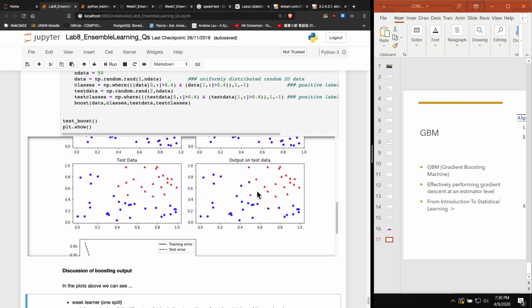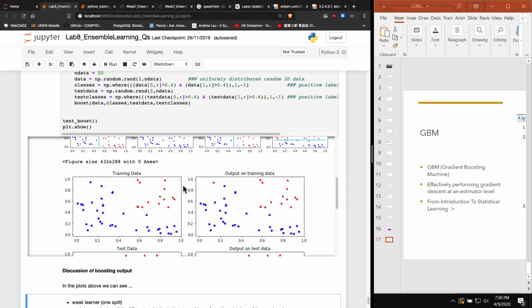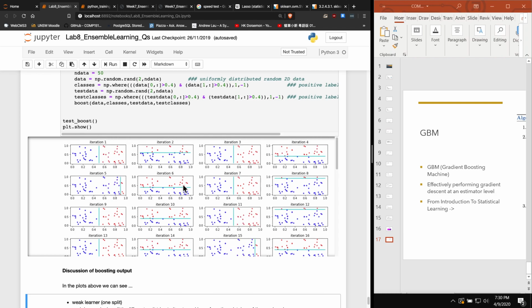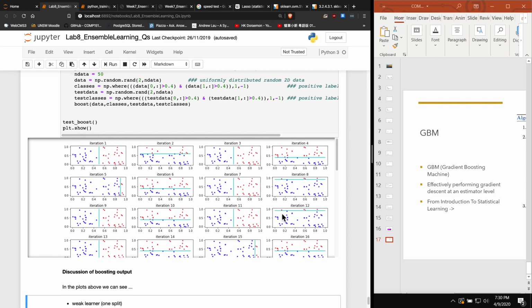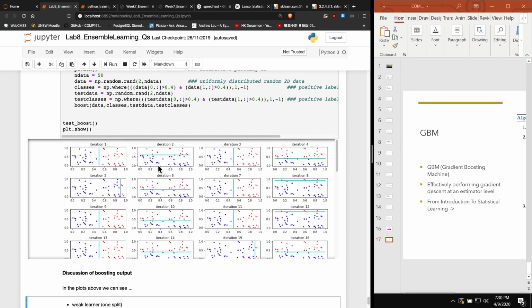Test data. Cool. And in each of these, these colors are the residuals left over from the previous training iterations. It's not the actual data, if you will.